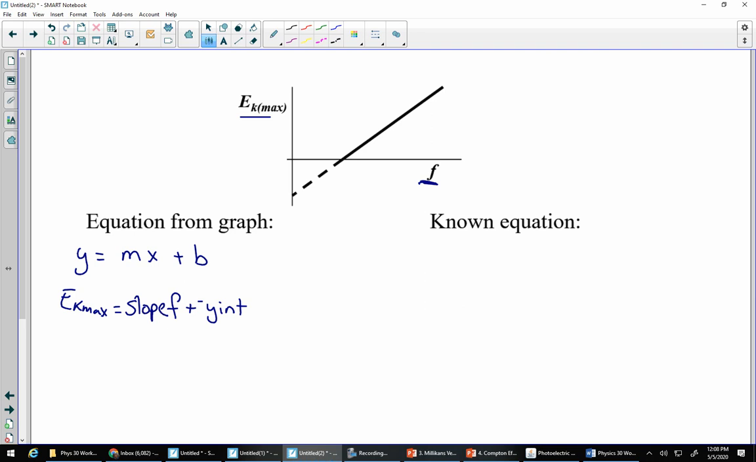Our known equation is Einstein's equation, which is what we're trying to show. Einstein's equation is the photon energy is equal to the work function plus EK max. Now, from my graph equation, I've got y is equal to everything else, so EK max is equal to everything else. I want to make my known equation look like that, so EK max is equal to my photon energy minus my work function. Oh hey, I bet a lot of people can start to see where this comes in.